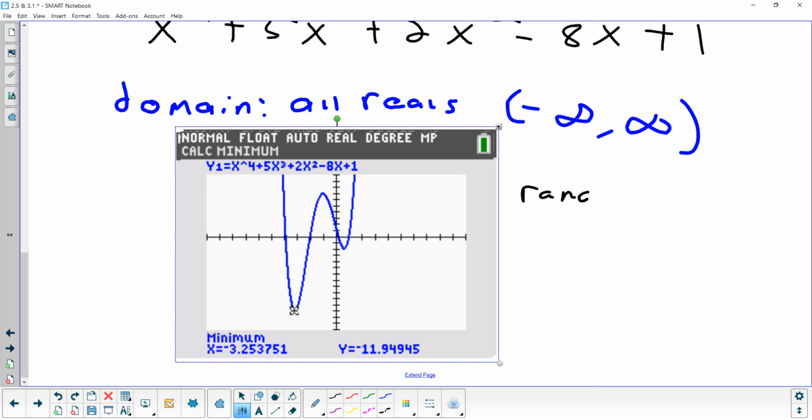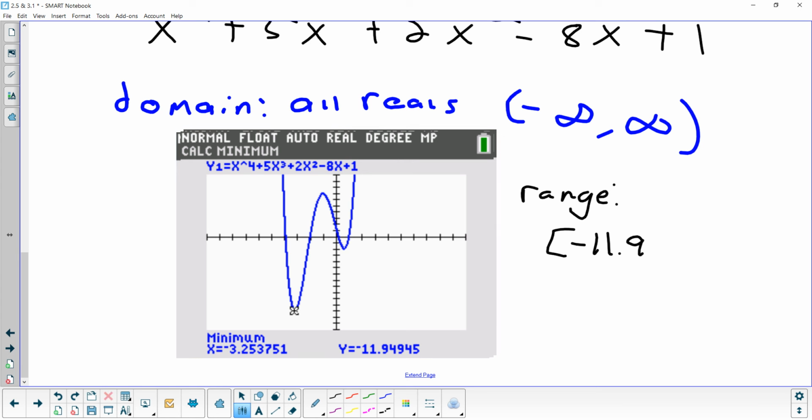So range, that's from negative 11.95, actually, and up. Goes up forever. When they asked for the range, remember range, you always focus on the y value. Domain is the x. Any question on how we got that?